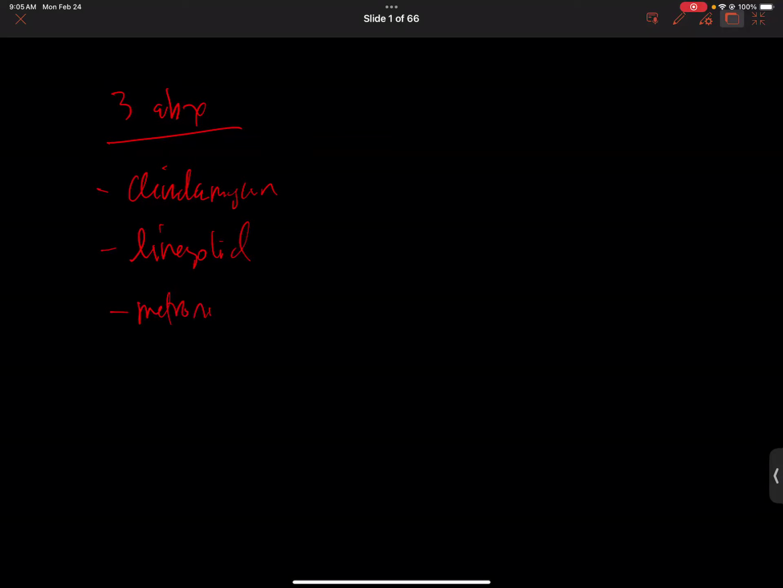All right, 3 antibiotics I want to go over real quick. Clindamycin, linezolid, and metronidazole. I can post a PowerPoint presentation for this stuff, but at the heart of it, really what I want you to know, first and foremost, is mechanism of action. What's the mechanism of action of clindamycin?